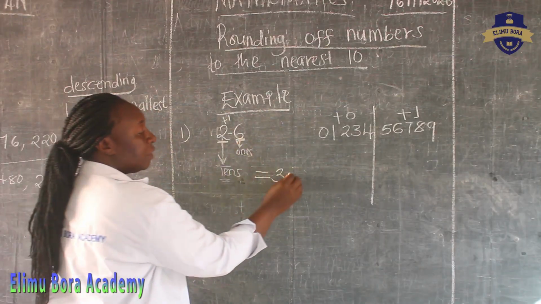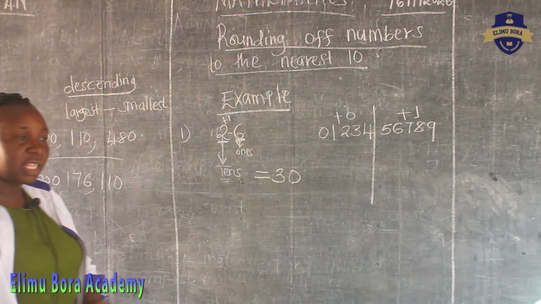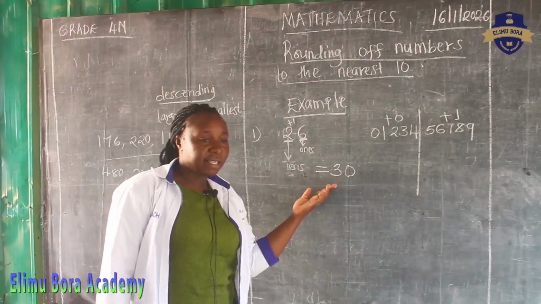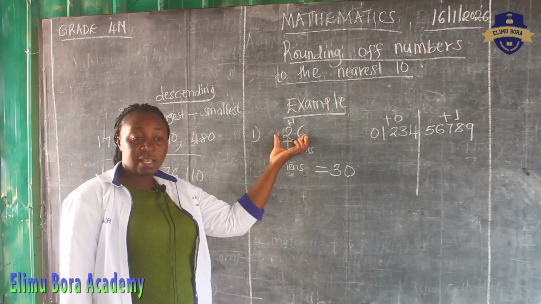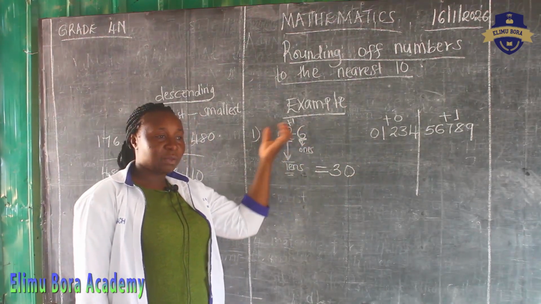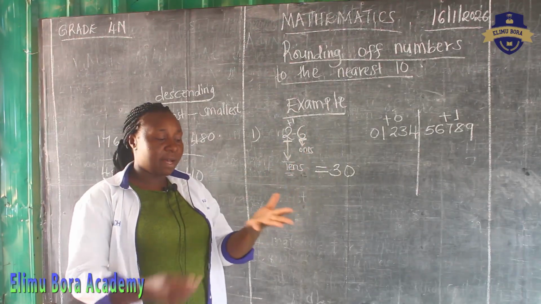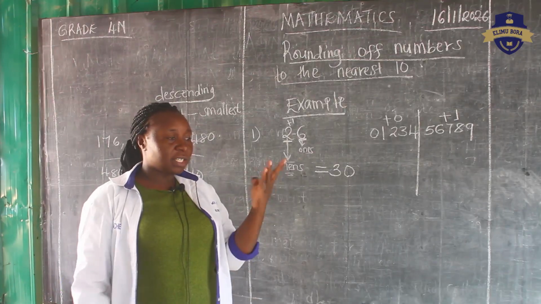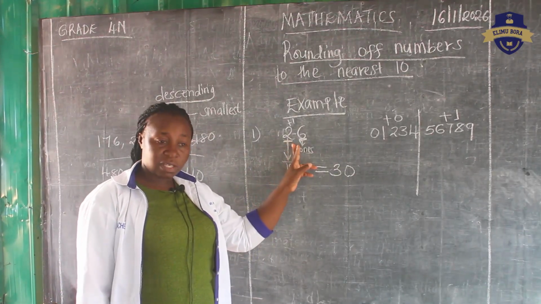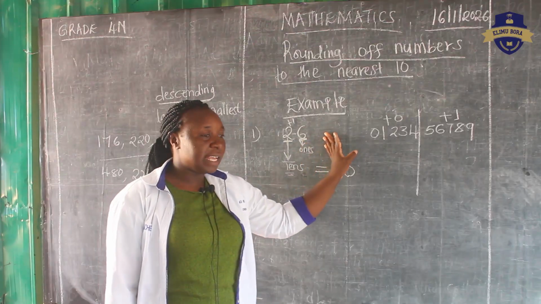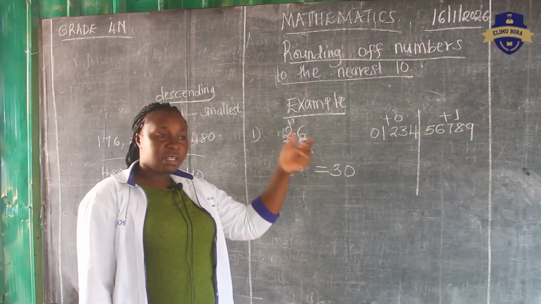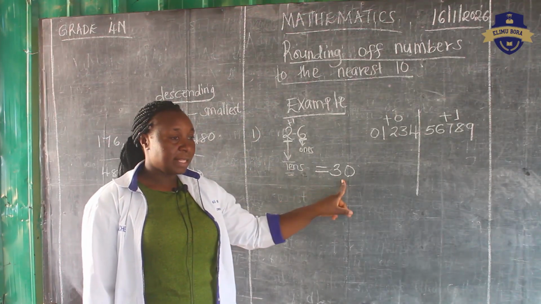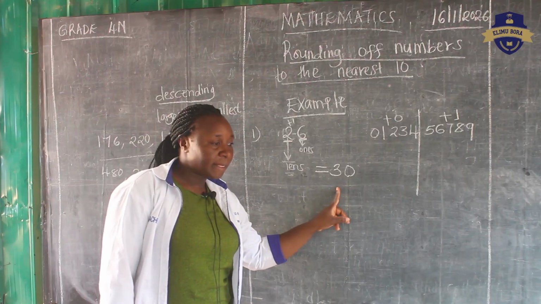Then this 6 turns to become 0. Then we say 26 rounded off to the nearest 10, we get 30. It means 26 is near 30 than near 20. Ukihesabu kuanzia 26 tutasema 26, 27, 28, 29, 30. Tumeongeza ngapi? Only 4. So from 26 going to 30, it is very near. Lakini kutoka 26 unarudi 20 ni mbali, si ndio? So we round off going to number 30. Number 26 is near number 30.